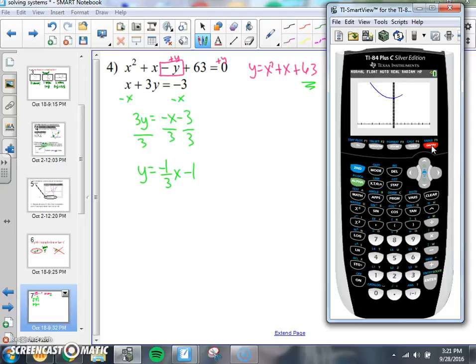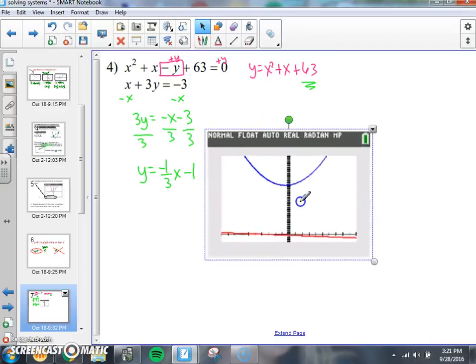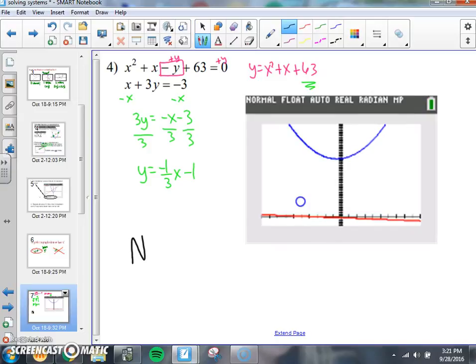So now when it graphs, now I can actually see the parabola. And here comes our line. Okay, looking at this graph, I can see that these two functions will never cross each other. There is never going to be an intersecting point. Therefore, this one has no solution. Okay, because there is no intersection.